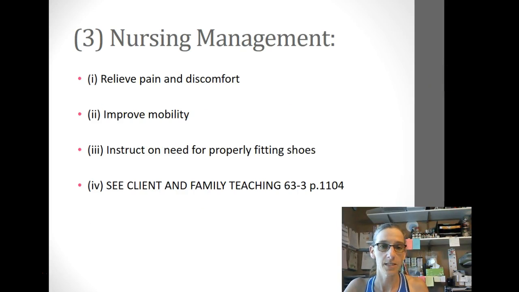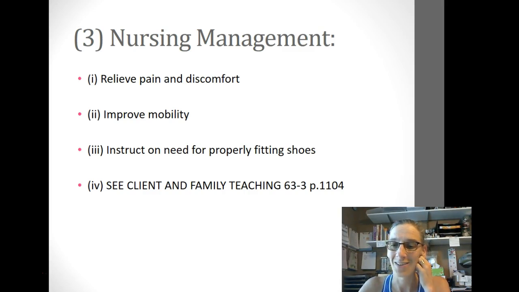Right, nursing management is obviously going to be to relieve pain and discomfort, improve the patient's mobility, and instruct on the need for properly fitting shoes, because this is a big thing, especially for women. It's all about what the shoe looks like, although I have to say men are just as bad about what the shoe looks like, but they aren't wearing dress shoes and high heels and things like that. So make sure that you're wearing properly fitted shoes. And then be sure that you go over client and family teaching on page 1104 in your book.